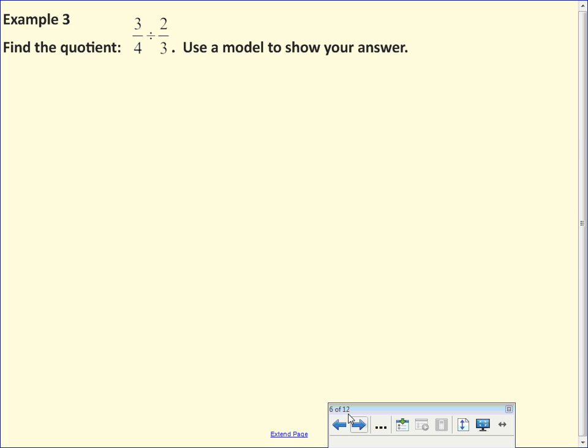Would you like me to do one more as an example? Okay, I'll do one more. If you don't need it, go. If you want another example, I'll do one more example before I stop the blog.